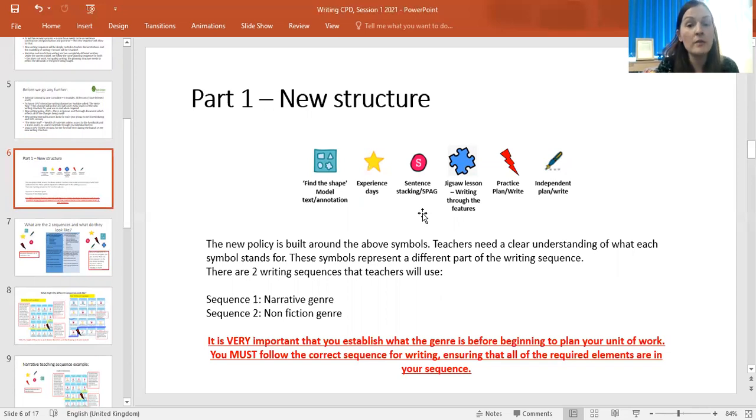That might be okay for Key Stage 1, but in Key Stage 2, that might just be a starter activity. So the teacher will be modelling that in a context linked to the genre, linked to the practice write, so that over time children have got a number of sentences to put into their practice write. But then there should be more opportunities within those sentence stacking lessons for sustained writing.